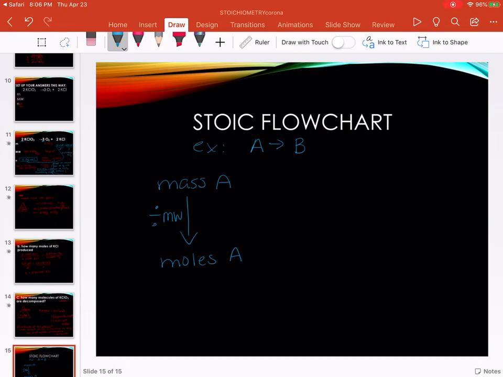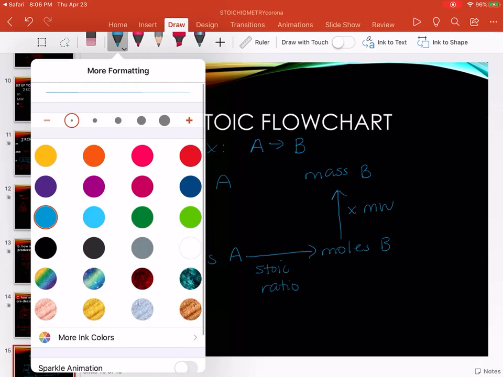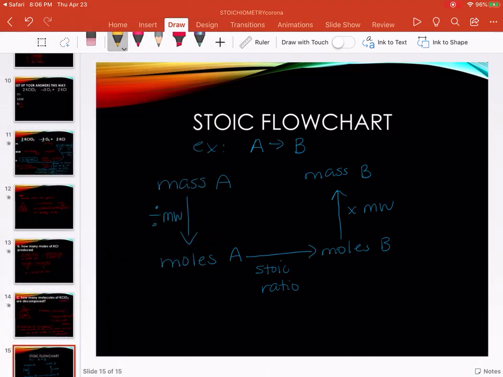All right, so if we are given the mass of A, we can divide by the molecular weight or molar mass of A to get the moles of A, which is what we would have done in chapter 6. Now we want to change those moles of A into moles of B using a Stoich ratio. And then multiply by molecular weight to get the mass of B.